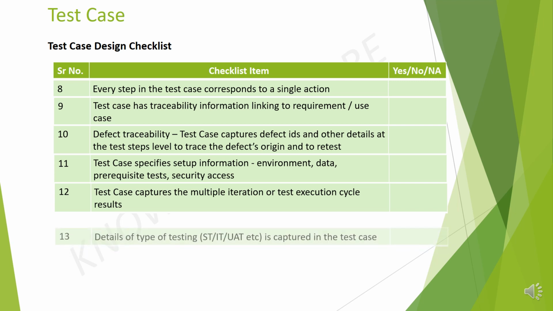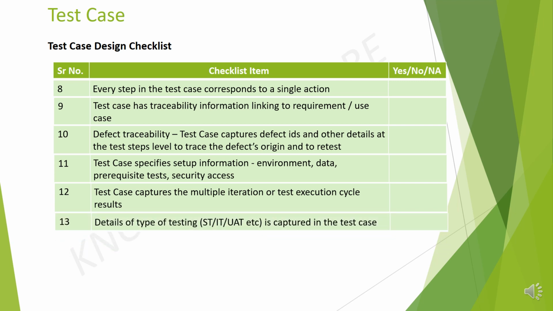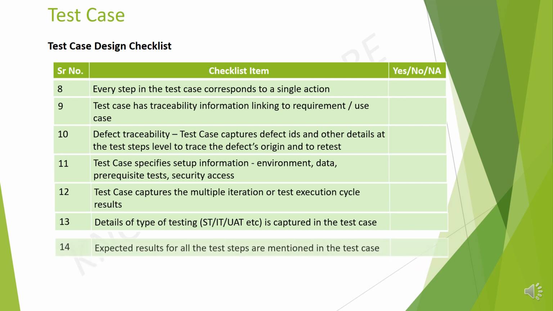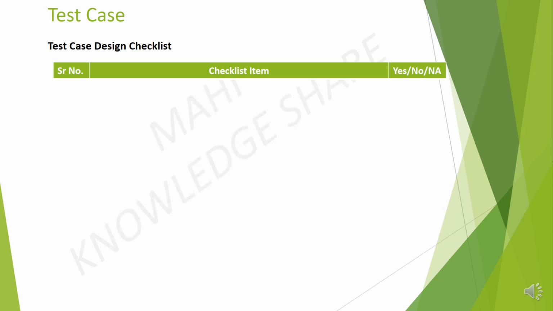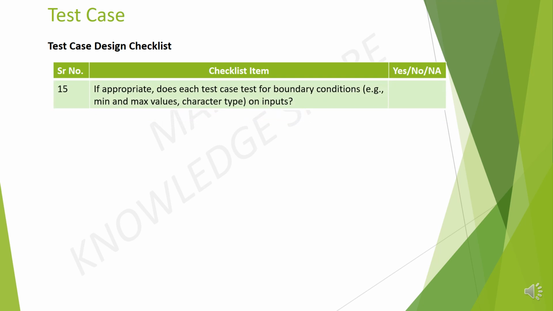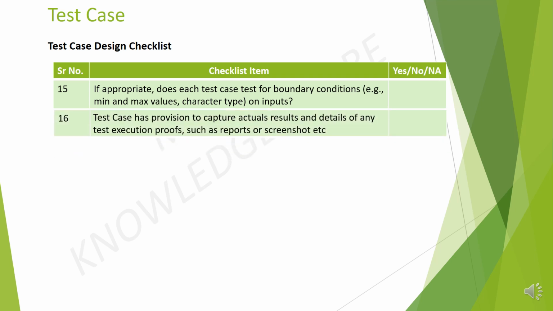Item number 13, details of types of testing is captured in the test case. Item number 14, expected results for all the test steps are mentioned in the test case. Checklist item number 15. If appropriate, does each test case test for boundary conditions on input? Checklist item number 16. Test case has provision to capture actual results and details of any execution proof such as reports or screenshots, etc.